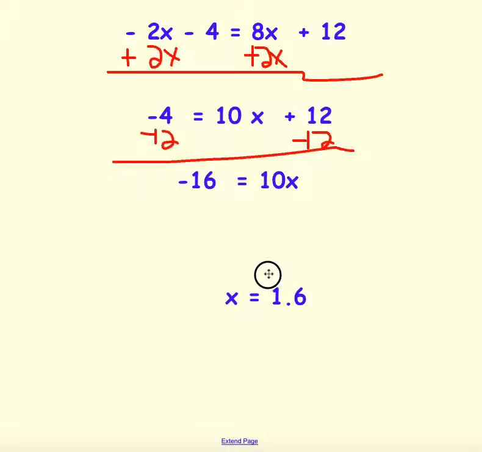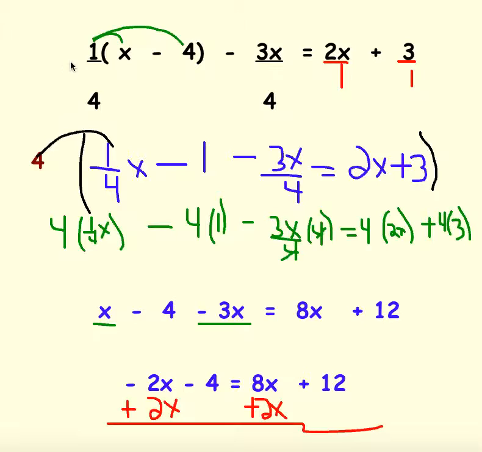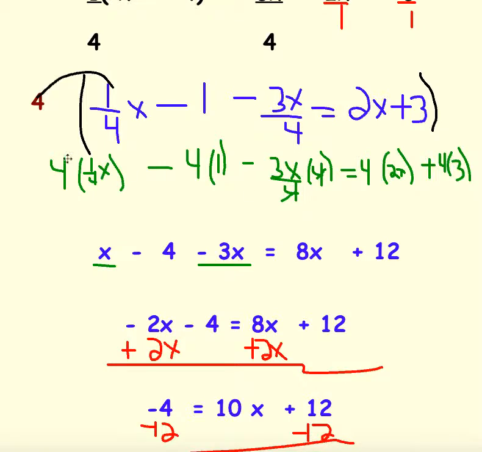Now, I didn't even look at this question. I was kind of rushing, so I might have made a mistake. So I apologize if I have. If I catch it, we'll fix it. So 1/4 x, 1/4 of 4 is 1. Then this is just the negative 3x over 4, and then the 2x plus 3. We multiplied by 4. We got rid of the fractions. We got x minus 4, and minus the 3x, and then we multiplied by 4 on the other side, and we balance it out.